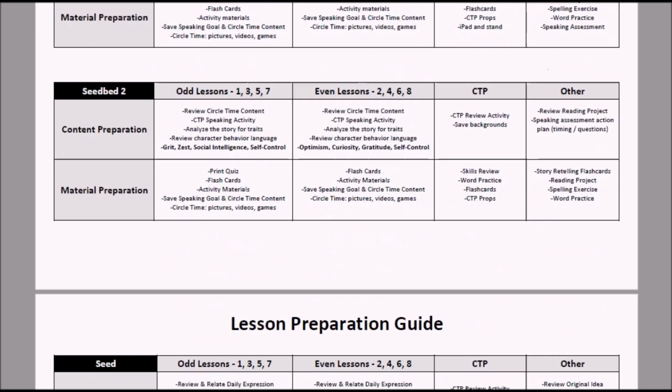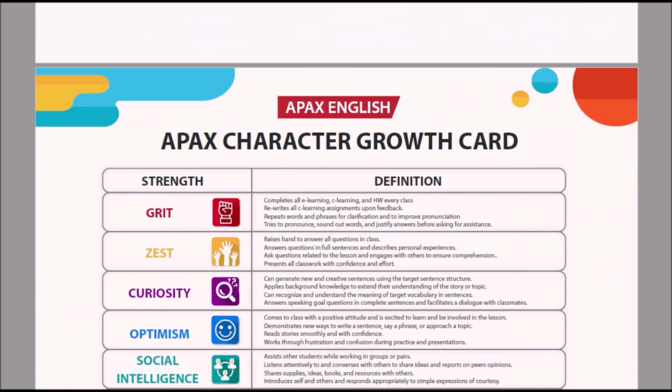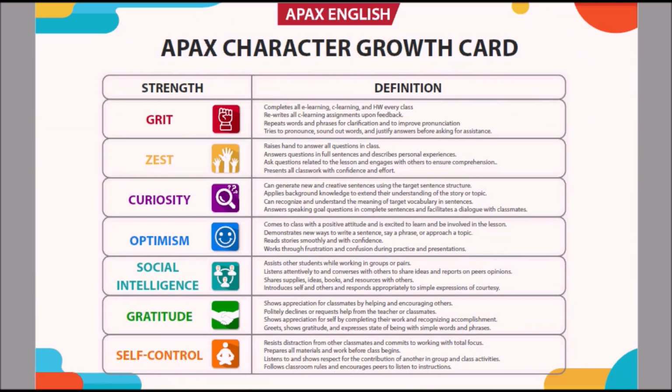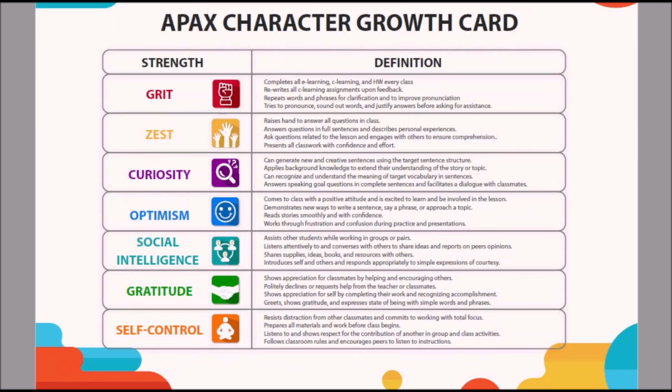Now that we know what traits we're looking for, we want to turn to our APACS character growth card, which will tell us how the traits are displayed during class. For example, a student with grit would complete all their e-learning, C-learning, and homework each class. They would rewrite all class learning assignments upon feedback. They may repeat words, phrases for clarification in order to improve pronunciation. They try to pronounce sound out words and justify answers before asking for assistance. So this resource will help you in order to grade the traits throughout and after class.